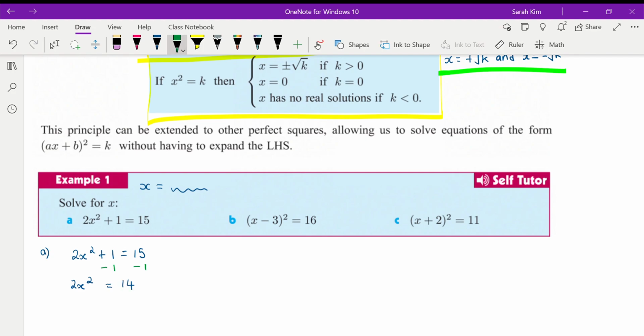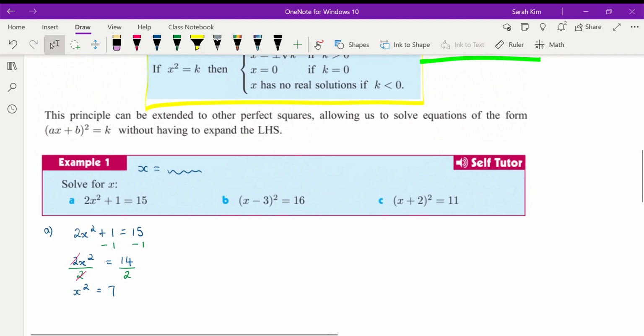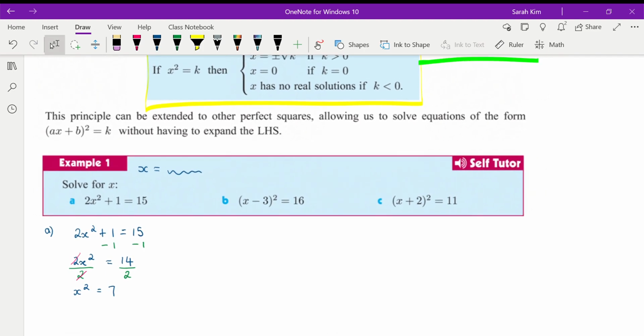Now all I need to do is decide if I want to get rid of the squared or the 2 first. Hopefully you understand that you actually need to divide by 2 first before you get rid of the squared. So x squared, because these 2 cancel out, is 14 divided by 7, which is 7. So this is what I have: x squared equals 7.